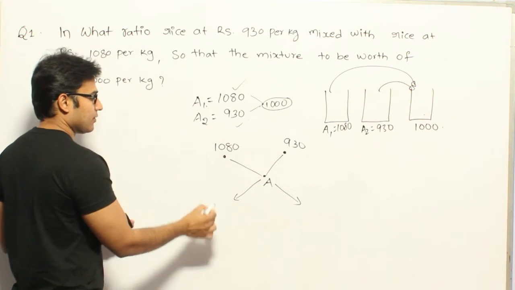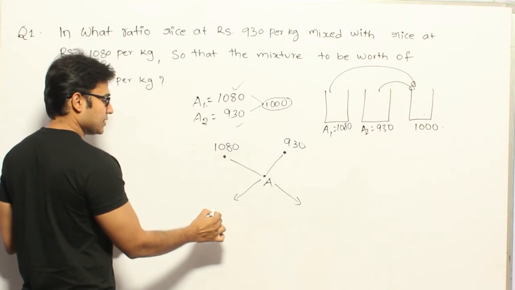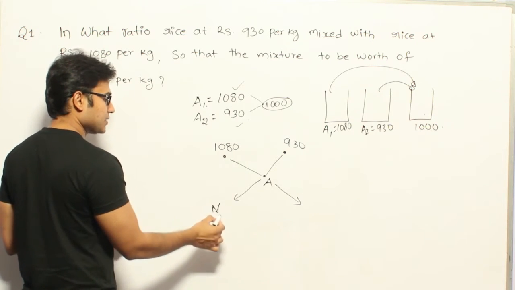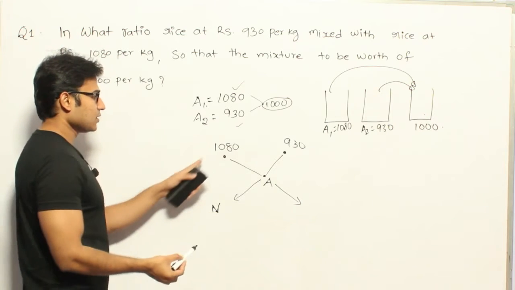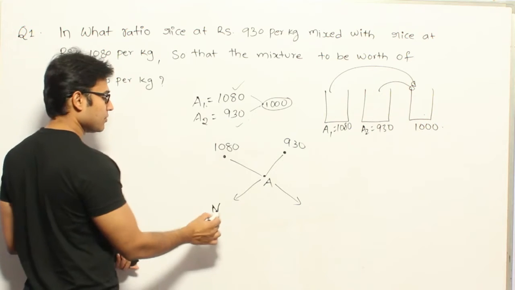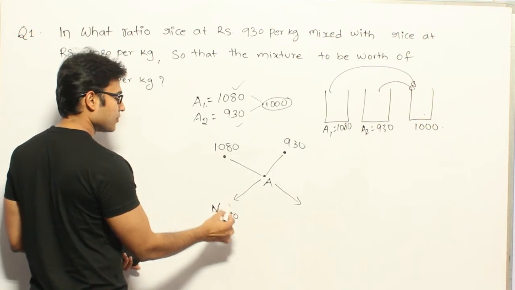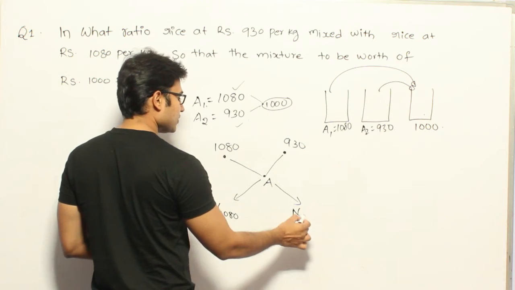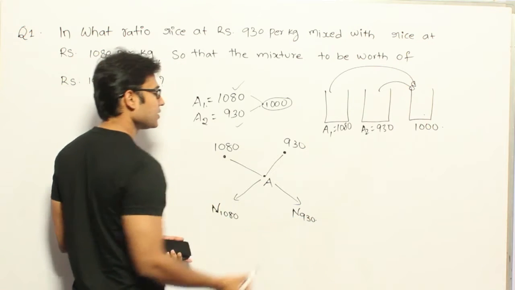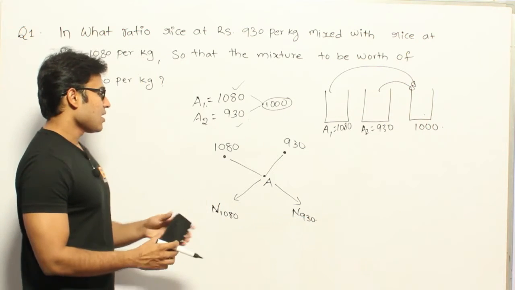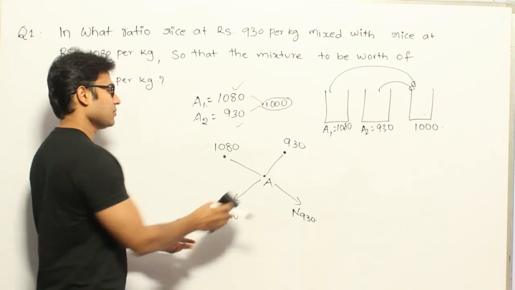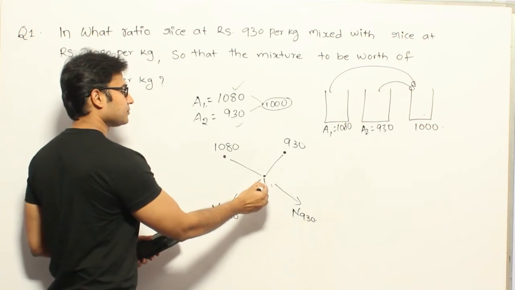Now this side represents the rice with cost 1080, so let me call it N1080, right? This is the amount. And this one represents the rice with cost 930, so let me write it there. Now what I do is, I take the difference of these two and the difference of these two and write them here. So let me write 1000 here.